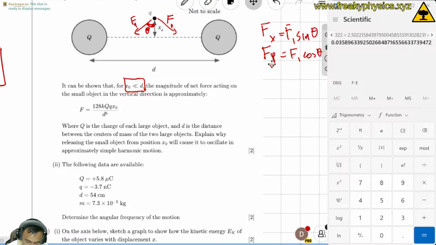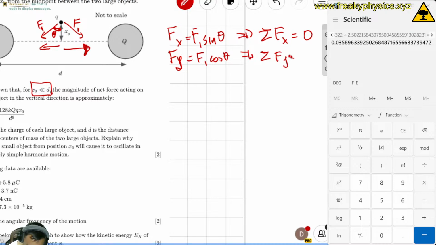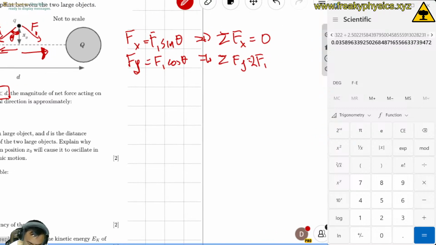And then we use the fact that it's symmetric on both sides. So in this case, the sum of F along the x-axis will be equal to 0 because they cancel each other out. If it's not clear, it's because the two arrows are oppositely directed. But the sum along Fy is going to be equal to F1, then there's a 2 because they add up, and then cosine theta.